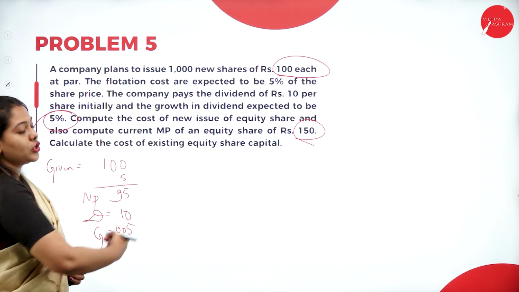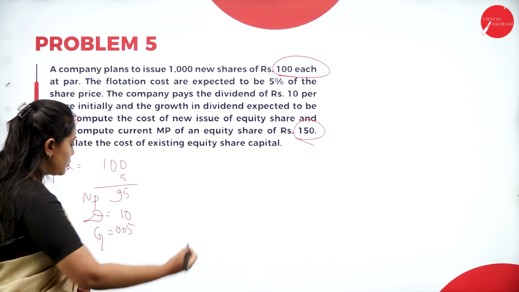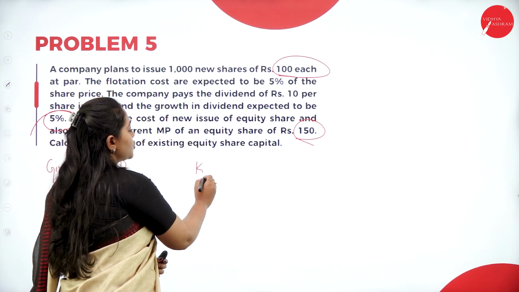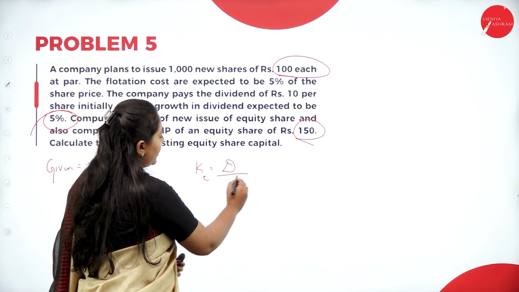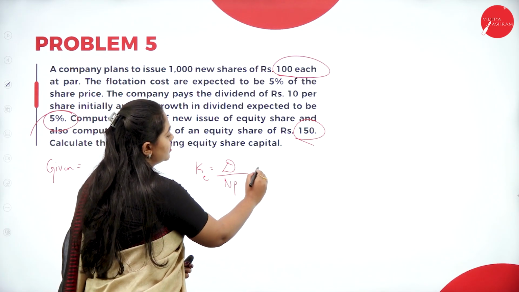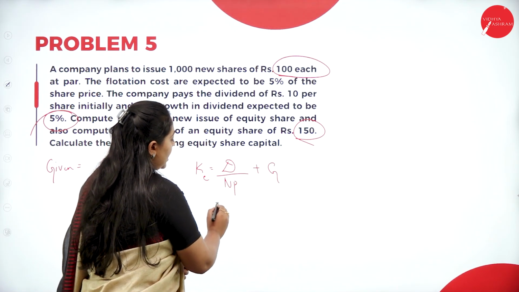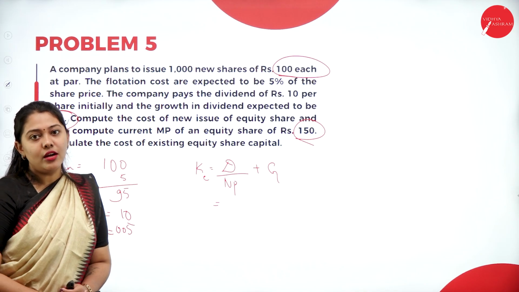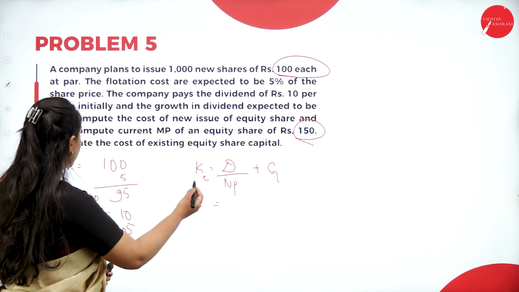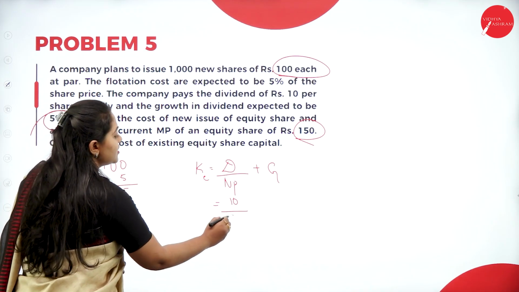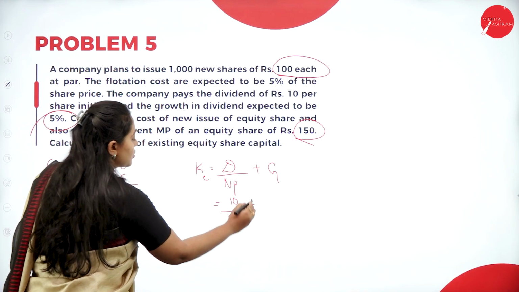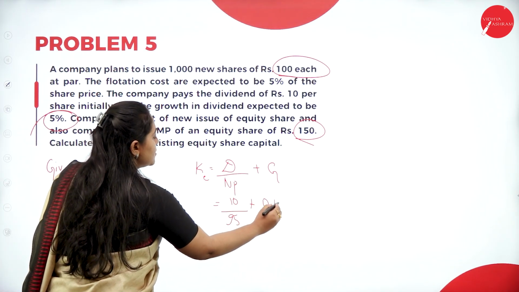So now let us substitute the values into the formula. So what is the formula? Cost of equity is equal to dividend divided by net proceeds plus growth, since the growth rate is given in the question. So what is dividend? 10 rupees is the dividend. What is net proceeds? 95. What is growth? 0.05.